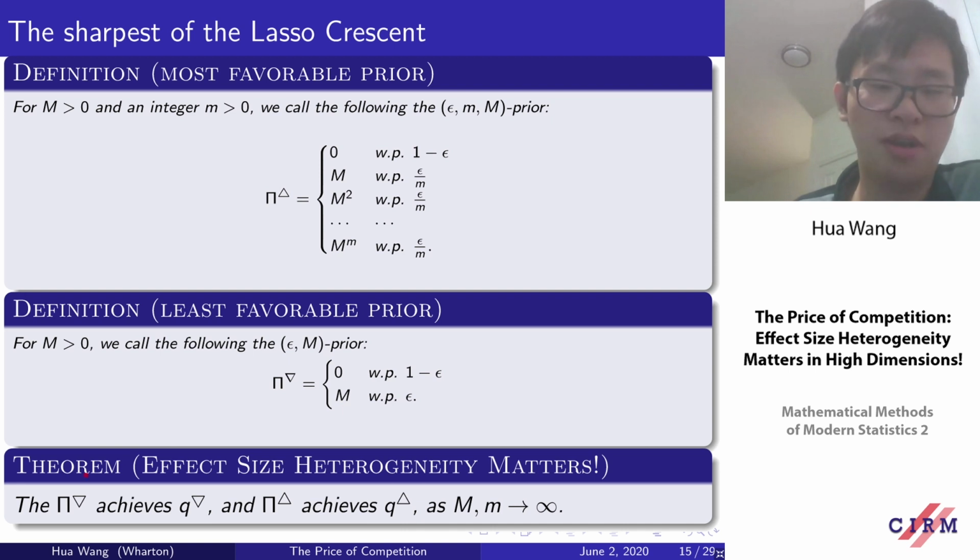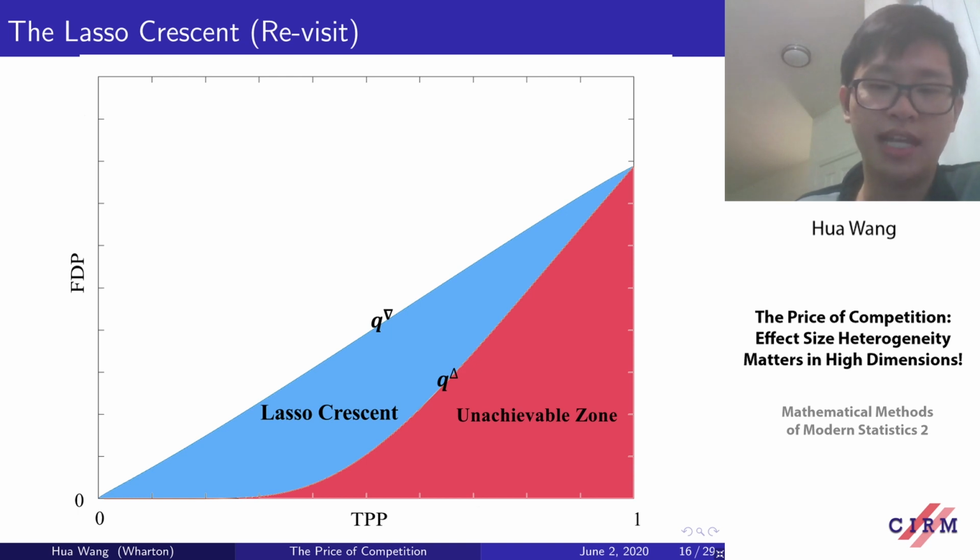And here is our theorem. The least favorable prior will achieve the least favorable curve, and the most favorable prior will achieve the most favorable curve, asymptotically. So let us revisit this Lasso Crescent. As we said, this is the least favorable curve, and it will be achieved by the homogeneous prior. And this corresponds to the most favorable curve, and it will be achieved by the most heterogeneous one. So that means effect size heterogeneity really matters.